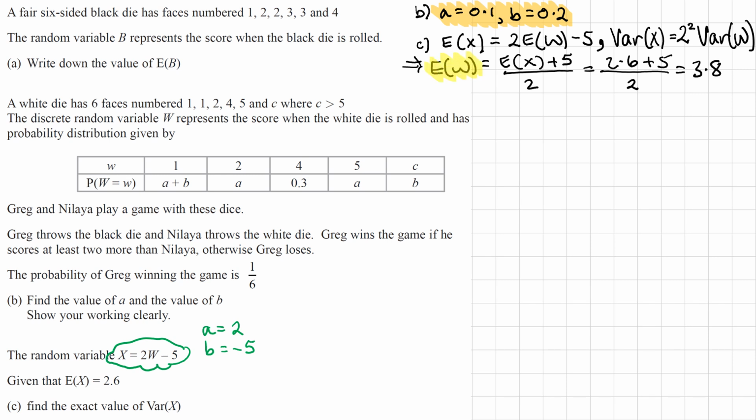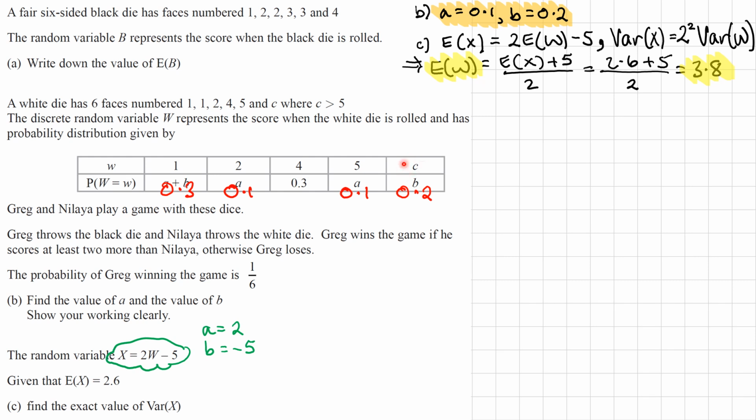Now we can complete this table. Well, I can complete the probabilities because I worked out the values of A and B from part B. So I can put these probabilities in. So the probability that W is equal to 1 is going to be 0.3. So let's put 0.3 in. Next one will just be 0.1. 0.3 is given, then another 0.1, and then 0.2.